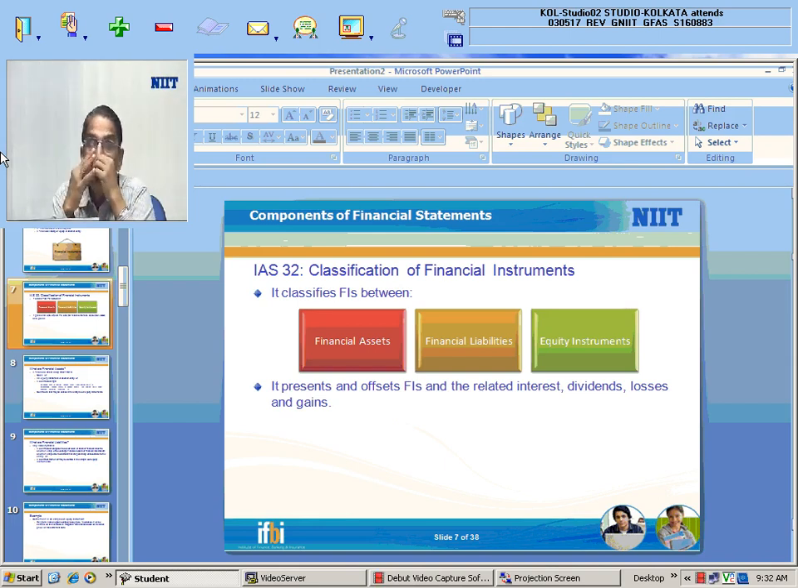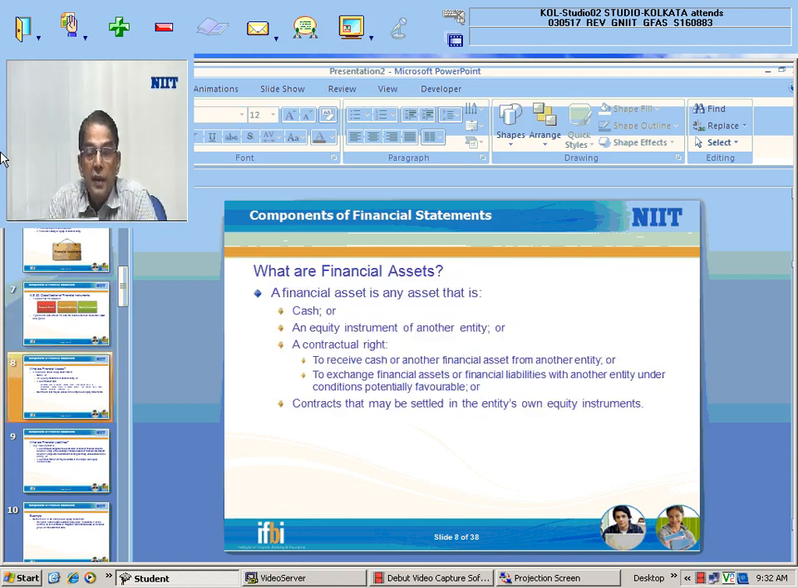So broadly, financial instruments comprise three classes: one we call financial assets, one we call financial liabilities, and the third is equity instruments. So what is the definition of a financial asset? Let's come to the first one, financial asset.